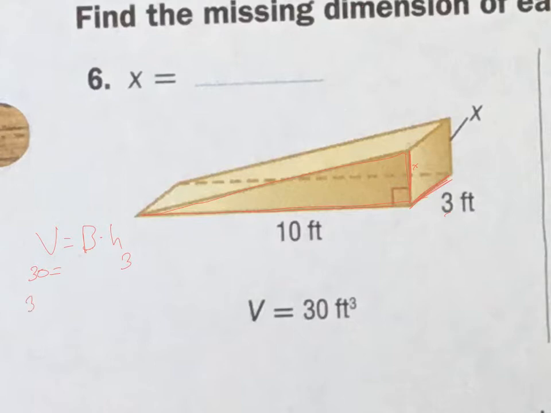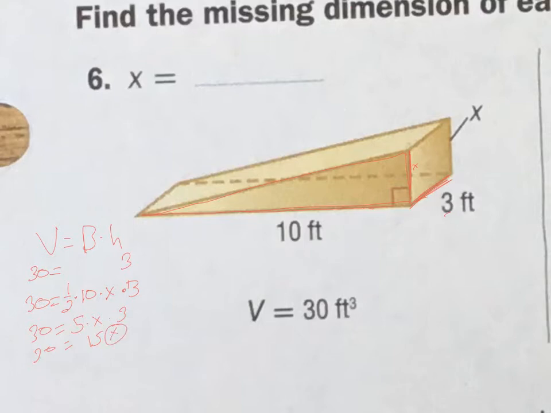So let's do 30 equals 1/2 times 10 times some number, and then we times it by the height, which is 3. Okay? So let's do 30 equals 1/2 times 10 is 5 something times 3. And then 30 equals 15 somethings.